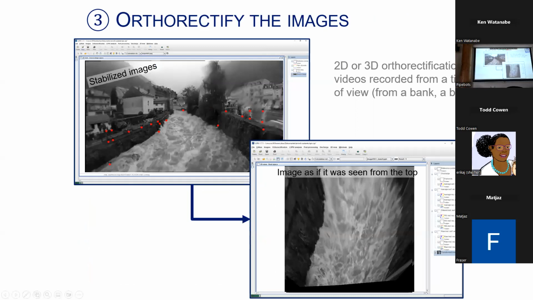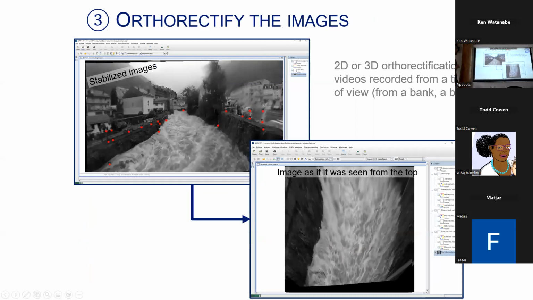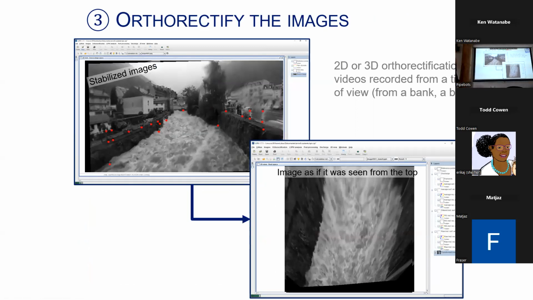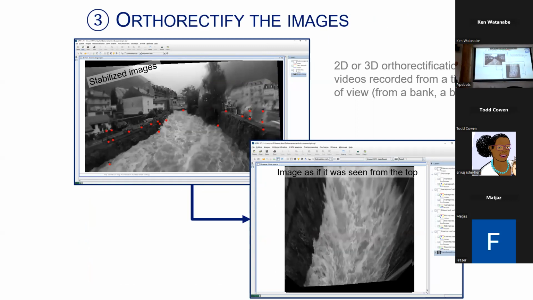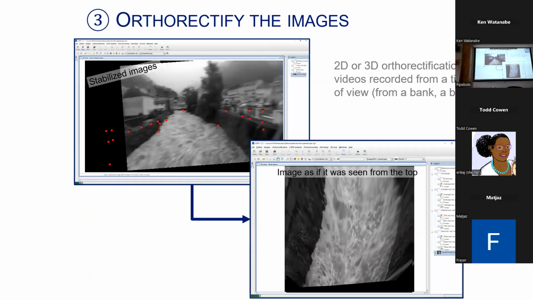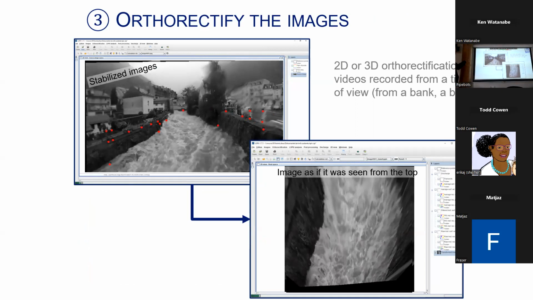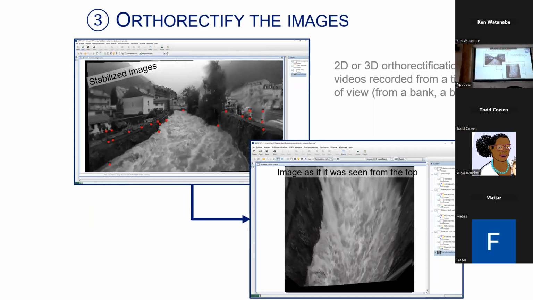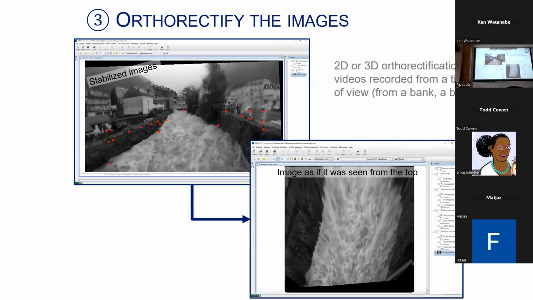Once the images are stabilized, the software can auto rectify the images. It can handle rectification from an oblique point of view like this one, using 2D or 3D auto rectification.